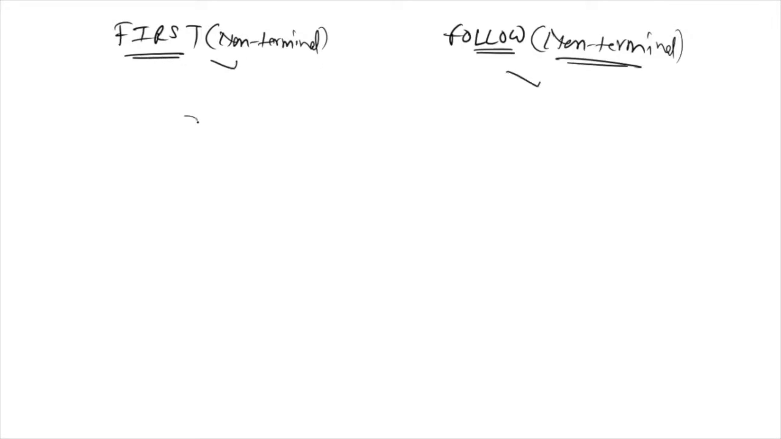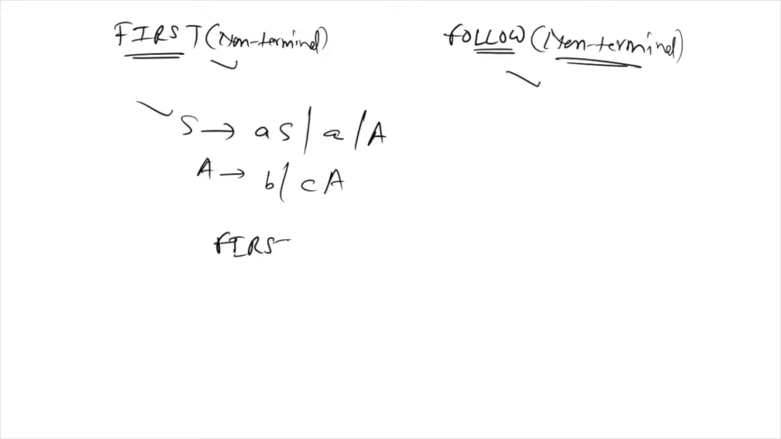For example, let's take a grammar. Let's assume this is your grammar: S goes to A, and A goes to, let's assume, B comma C A. In this grammar, for every non-terminal we want to find out what is the First set for that non-terminal and what is the Follow set for the non-terminal. So this is how we find out the First set. Now what is the First of S? For every non-terminal we will find the First set.